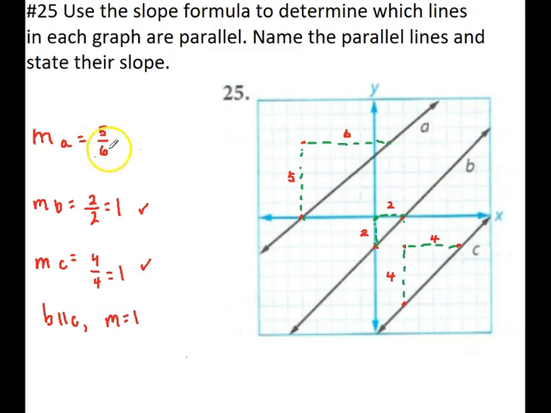So looking at all 3 of the lines, we had 5/6 as a slope, 1 as a slope, and 1 as a slope. So line B and line C are parallel, and their slope was 1.